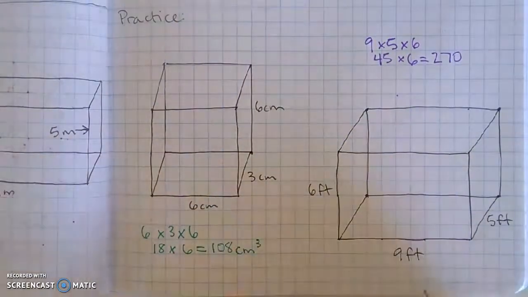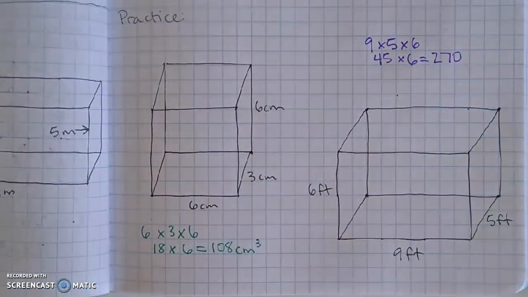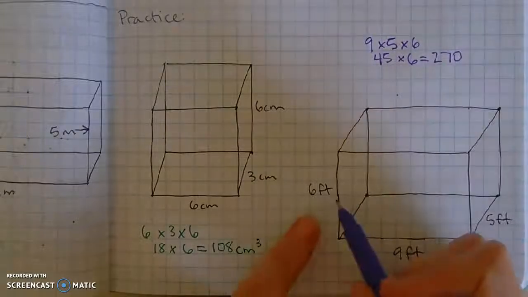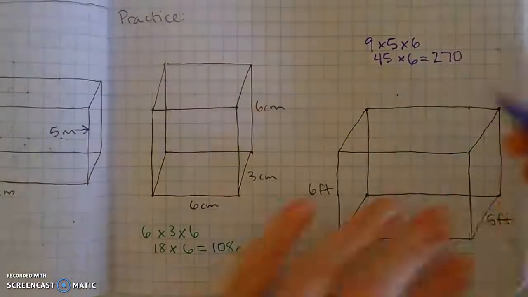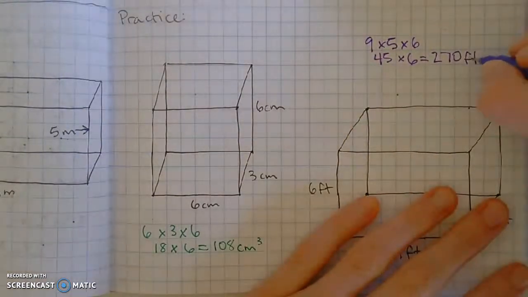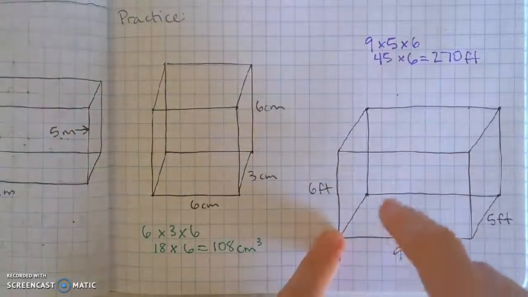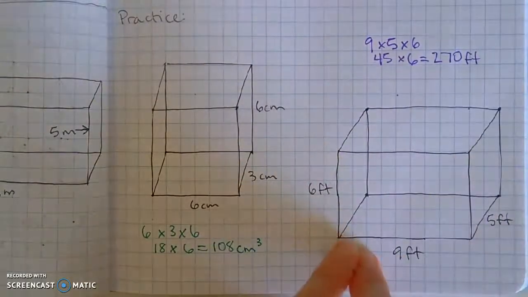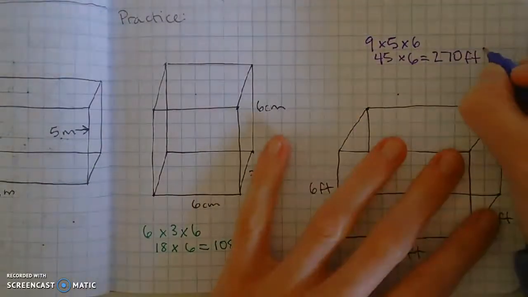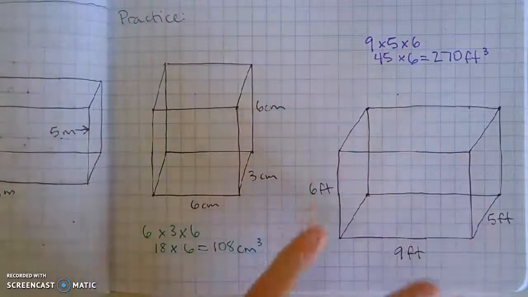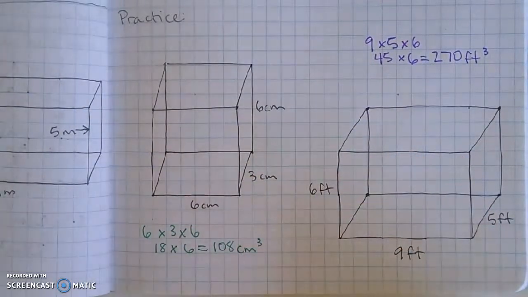Okay, I'm not done though. This is not a complete answer. I need to have my units of measure, and that's going to be feet. And because I'm counting how many cubes I'm going to put inside of my box here, it's going to be cubic units. Okay, so 270 feet cubed.